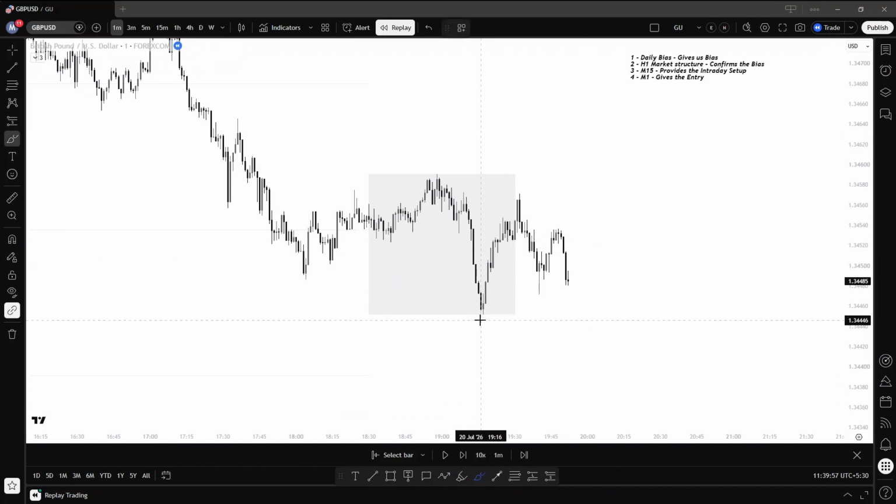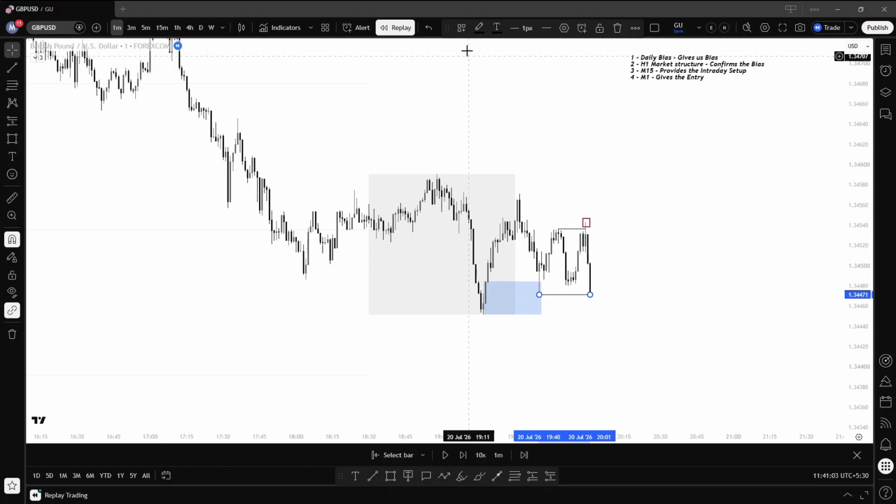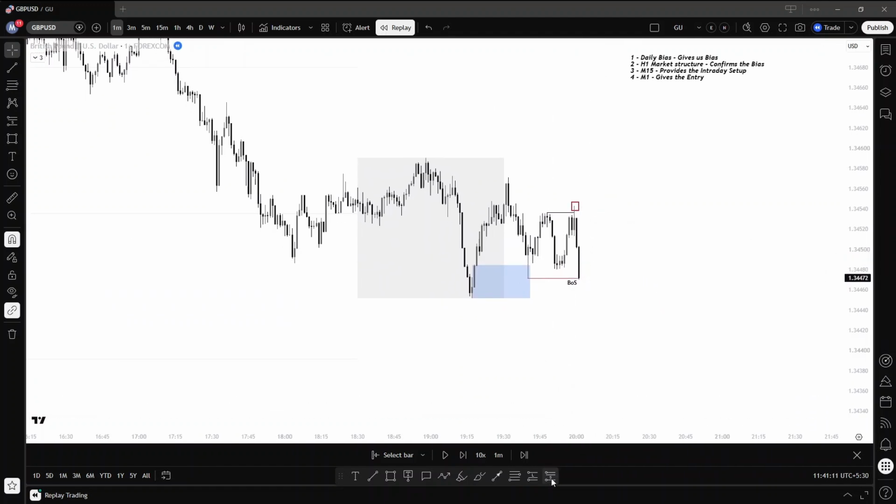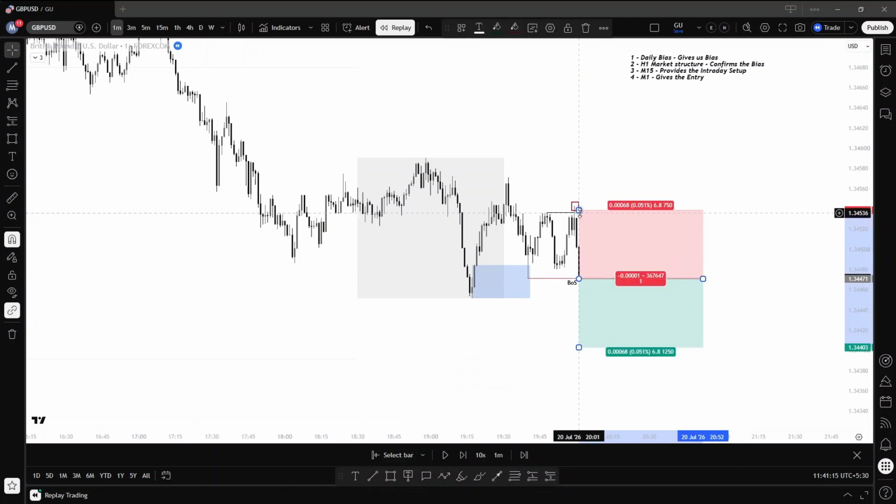As you can see, the market is struggling to push higher and it's continuously coming lower and lower. Let's mark this demand. See how beautiful this is. Price swept this high and then it gave us the bearish breakout structure. Also look at these M1 engulfing candles. How beautiful this is. So here goes our entry.